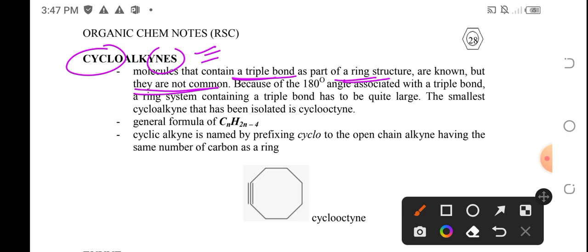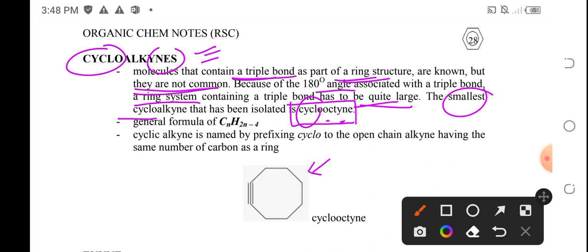and this is because of the 180 degrees angles associated with the triple bonds. Hence, the ring system containing a triple bond has to be quite large. So, dapat malaki daw siya for it to accommodate the triple bond. Hence, dahil dyan, the smallest cycloalkyne known that has been isolated is cyclooctyne. Cyclooctyne meaning there's the cyclic structure with 8 carbon atoms and a triple bond. So ito yon. Okay, cyclooctyne.